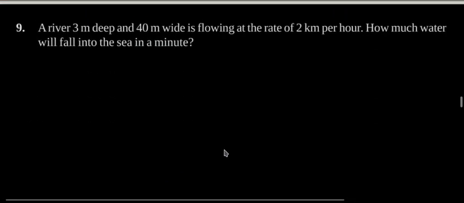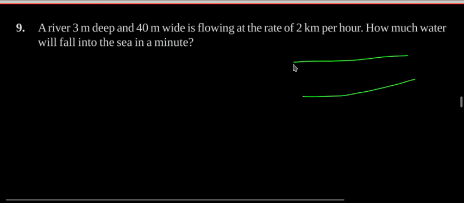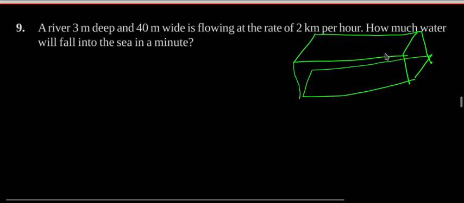A river 3 meter deep and 40 meter wide is flowing at the rate of 2 km per hour. Okay, there is a river. The river is going like this. This river is having the height. So this is the height of the river.